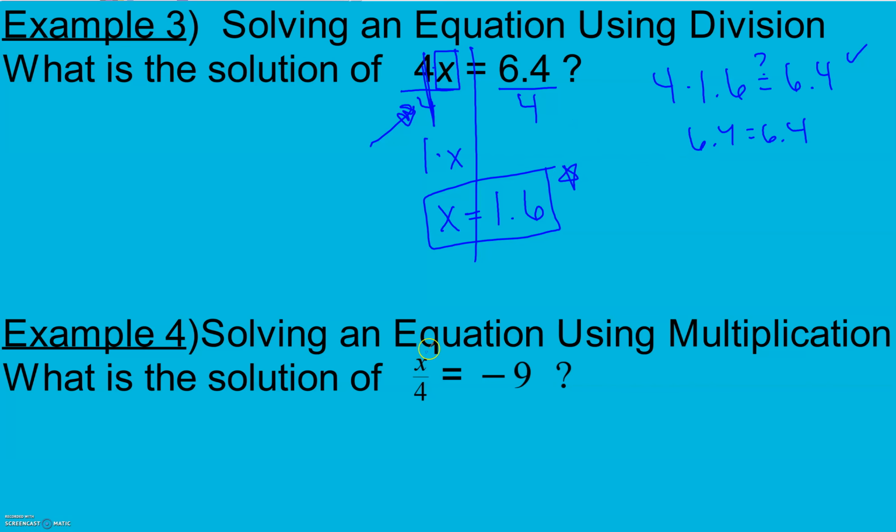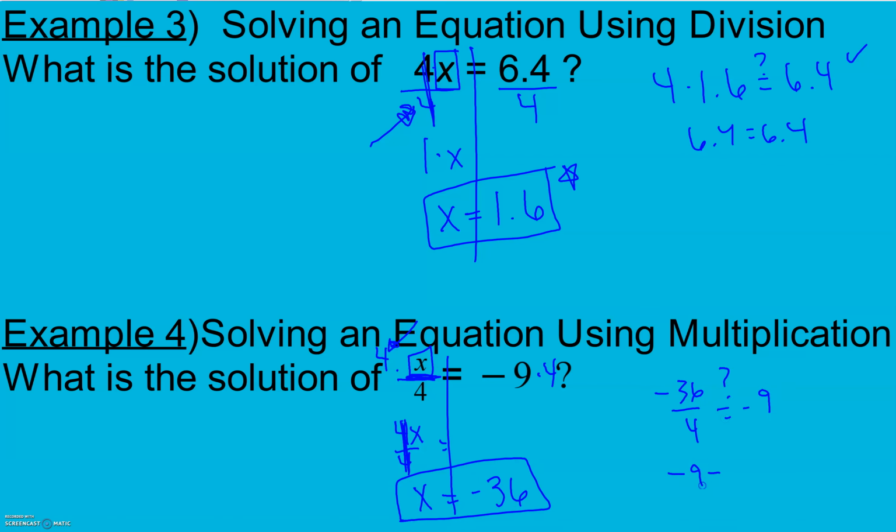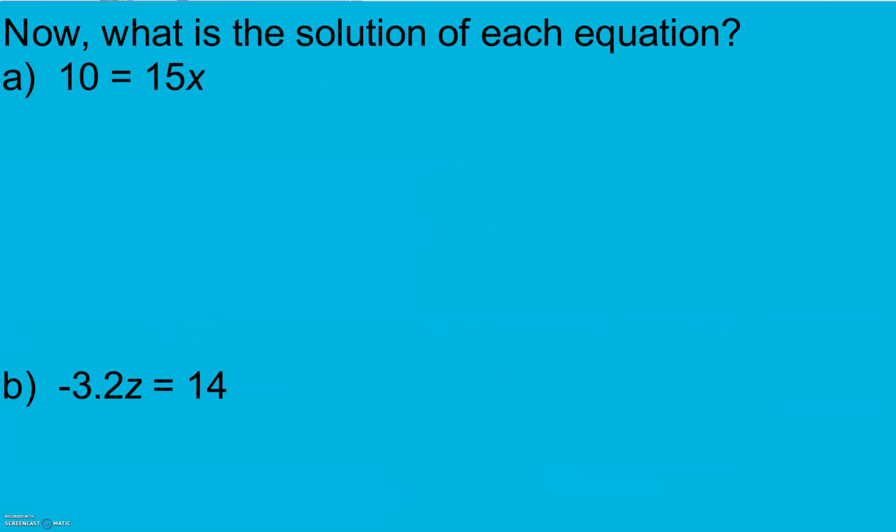On example 4, right now x is being divided. Remember, fraction bars represent division. So if I multiply both sides by 4, that's how I get to 1x, which is what I want. 4 divided by 4 is 1. Anything divided by itself is just 1. And whenever our coefficient is 1, we know 1 times anything is itself. We just get x. And since I multiplied by 4 on the left, I have to multiply by 4 on the right, and I get negative 36. And if we plug that in and check, are they equal? Here they are. Now, feel free to pause here and give this a try if you'd like.